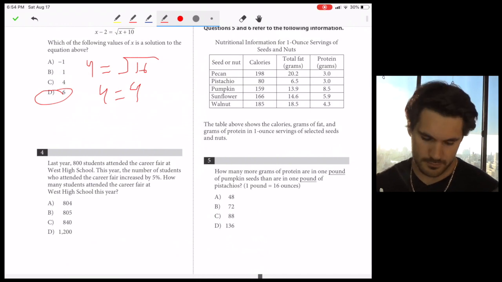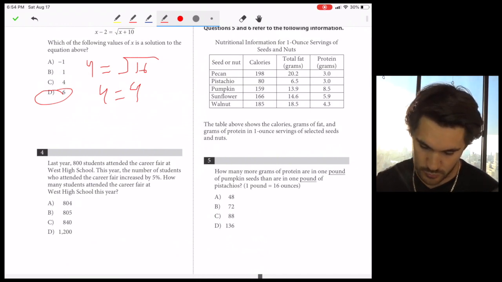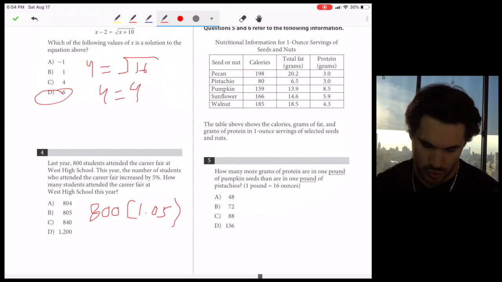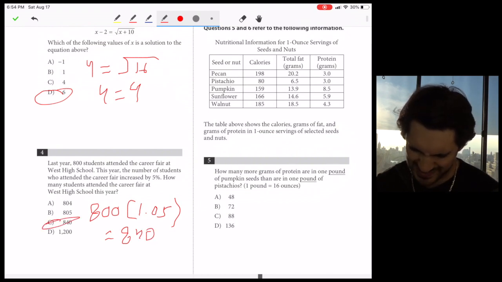Number 4. Last year, 800 students attended the career fair at West High School. This year, the number of students who attended the career fair increased by 5%. How many students attended the career fair at West High School this year? So all we've got to do is take 800, multiply by 1.05 to show a 5% increase. And we will get 840. Done. Answer choice C.